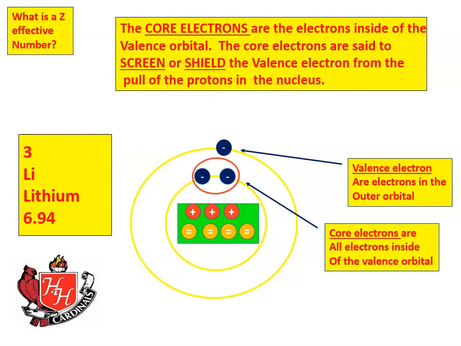So what they do is they screen or shield the valence electron from the pull of the protons in the nucleus. So you can see how those 2 inner electrons are kind of blocking the outer electron, the valence electron, from feeling the pull of those 3 protons down there. And that's called screening or shielding.